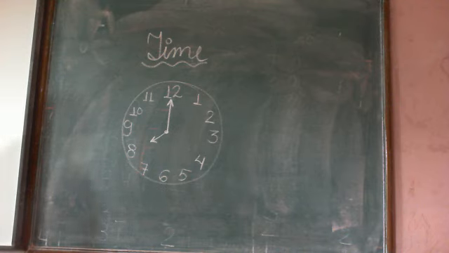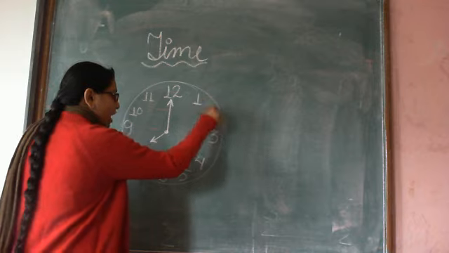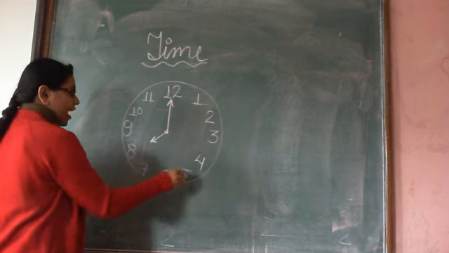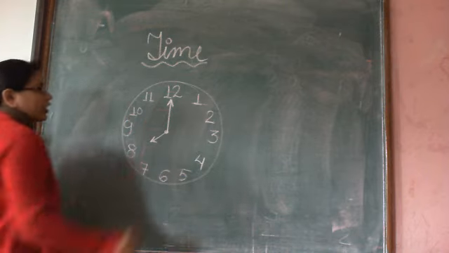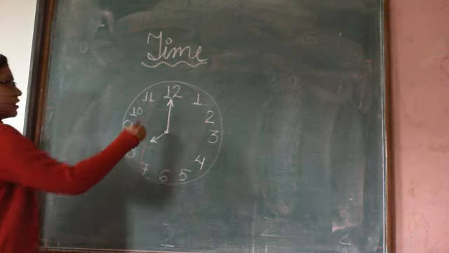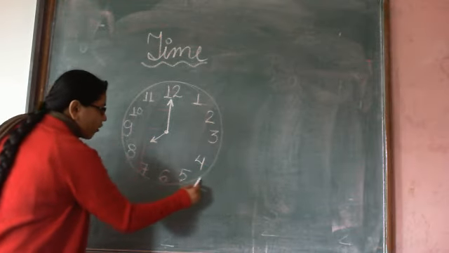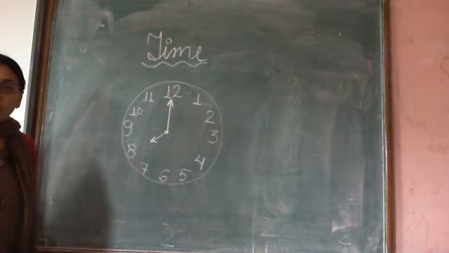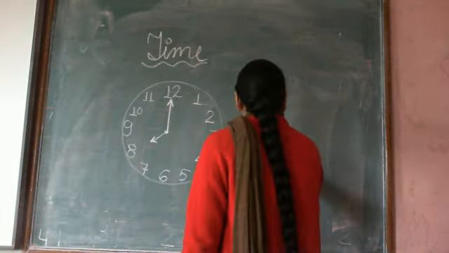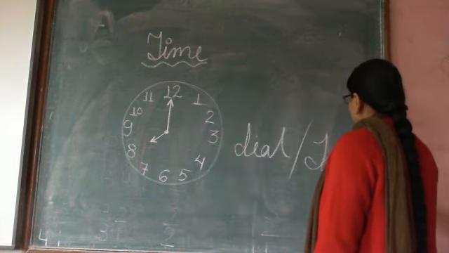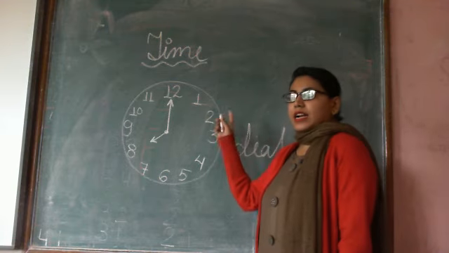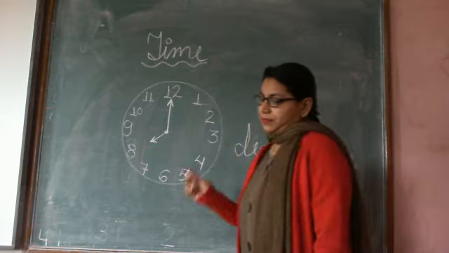The numbers: there are 12 numbers from 1 to 12. There are 12 numbers in the clock. The numbers within the circle, or round shaped piece, is called the face or dial of the clock. We can call it simply the dial or face of the clock.